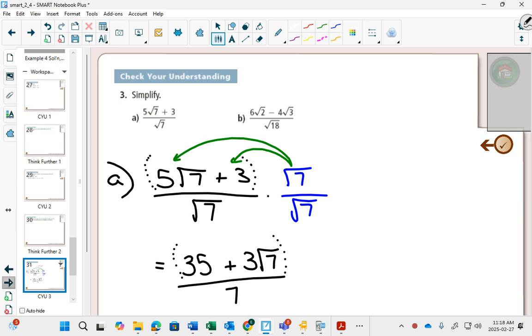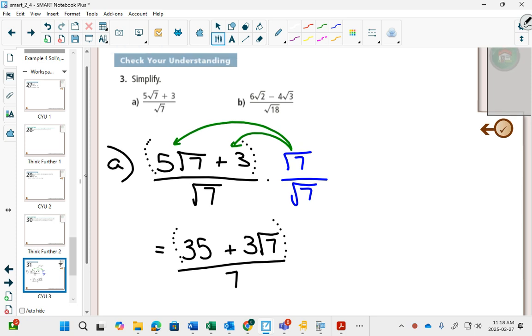7 divides 35, but does 7 divide 3? No. And the root 7 is a whole different thing. It's like inside a square root, so you can't divide just that inside by 7 either. Whew. Okay. B. Oh, B is going to be interesting.